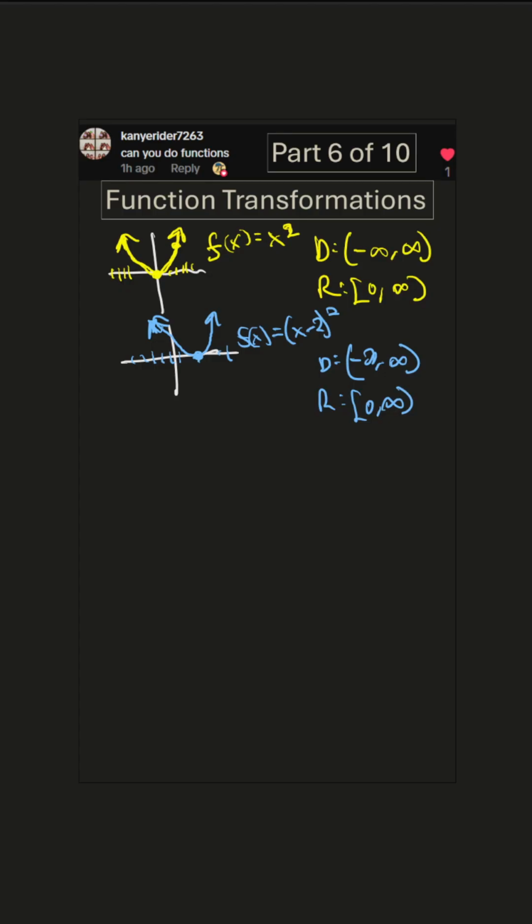All right, let's try a vertical shift. So this is f of x equals x squared plus 3. Now, notice that the plus 3 is outside of the parentheses. So that means we shift up. So now our domain is still all real numbers, but our range, look, now our lowest y value is at 3. So the range is 3 to infinity.